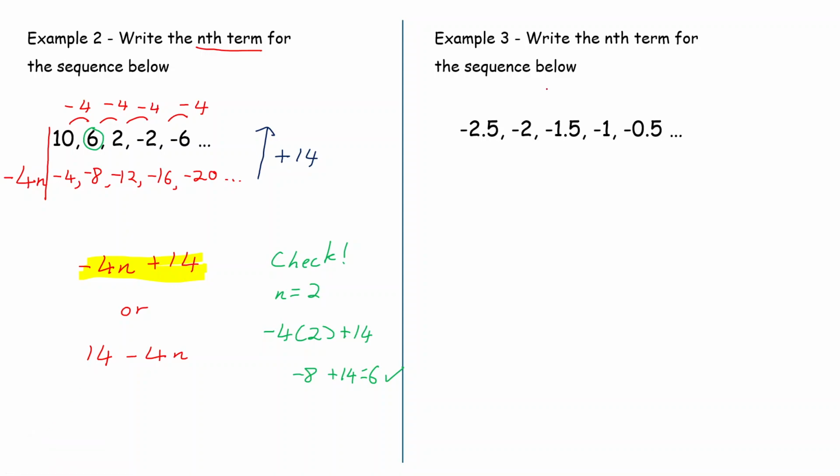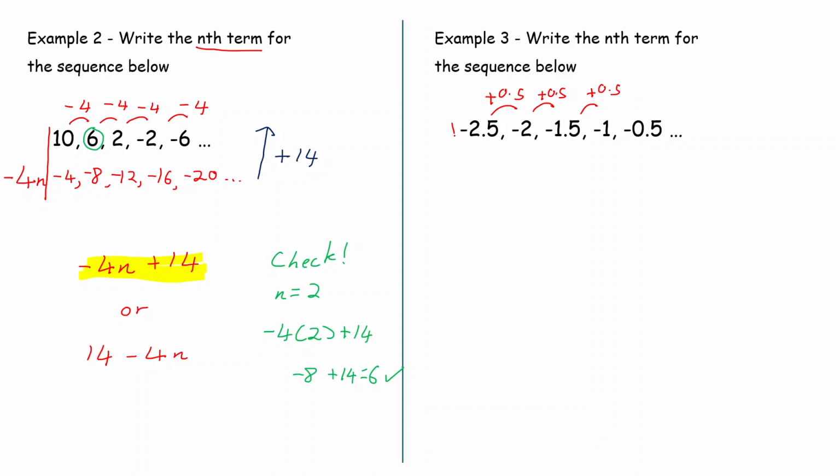Okay, example 3, write down the nth term for the sequence below. It looks a little bit trickier because we've got decimals and it's negative, but it's the same idea going on. So first of all, are we increasing or decreasing? We're actually increasing because we're getting bigger, aren't we? So we're going up by what? We're going up by 0.5. So from term to term, we are increasing. Oh, it's not very neat, sorry. We're going up by plus 0.5, plus 0.5, plus 0.5.